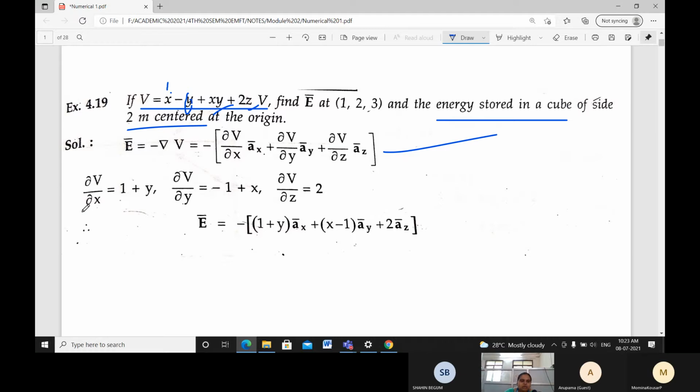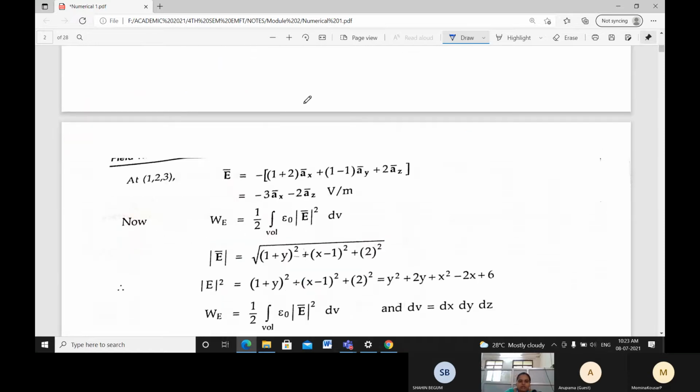Then substitute dou V by dou x, dou V by dou y and dou V by dou z in the equation. Then you will get E equals minus of (1 plus y) ax plus (x minus 1) ay plus 2 az. This is what you will get.